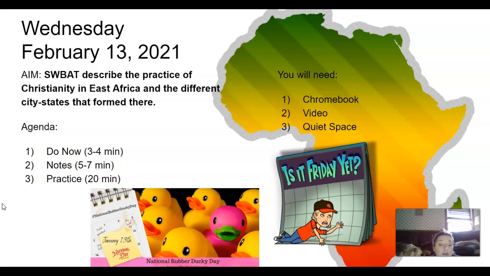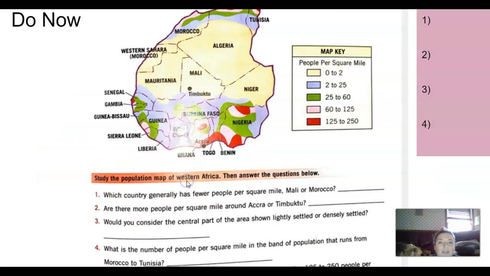Today is also National Rubber Ducky Day. So if you have one, go ahead and squeak it. What is Duncan doing? Duncan is being silly.